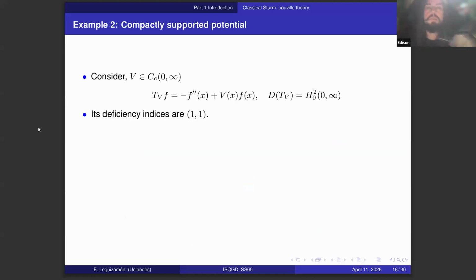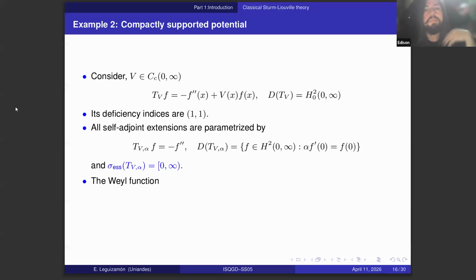So example 2, compactly supported potential. I mean, this B has compact support on this interval. So we have the same case. We have deficiency indices (1,1). We have the same self-adjoint extensions in terms of the domain. Oh, sorry. Here it is plus B.